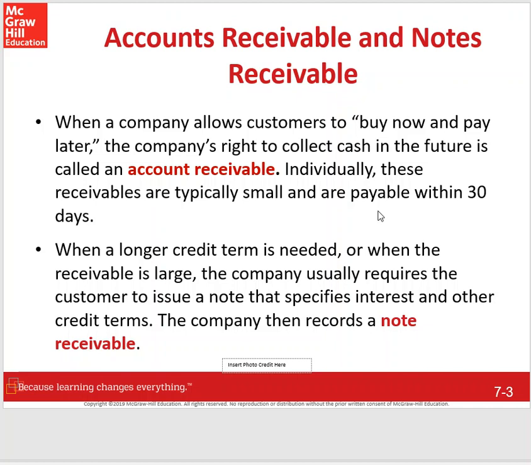In contrast, we could have notes receivable, and notes receivable is typically used for longer-term credit when the amount is large, and when the company might require the customer to issue a note specifying the terms, meaning the interest and a specific due date. They could even ask for some form of collateral. So notes receivable is typically going to be used for longer term, larger amounts.